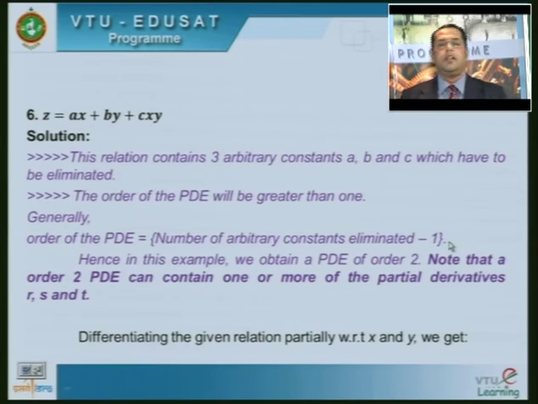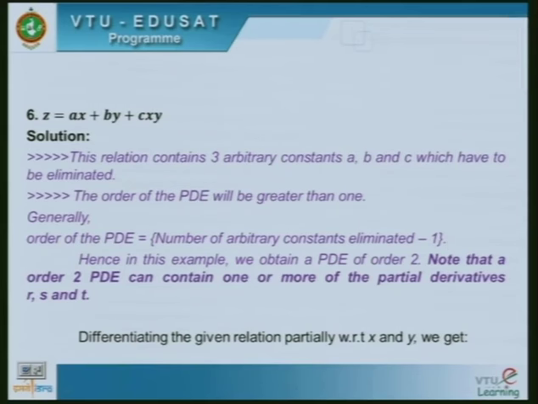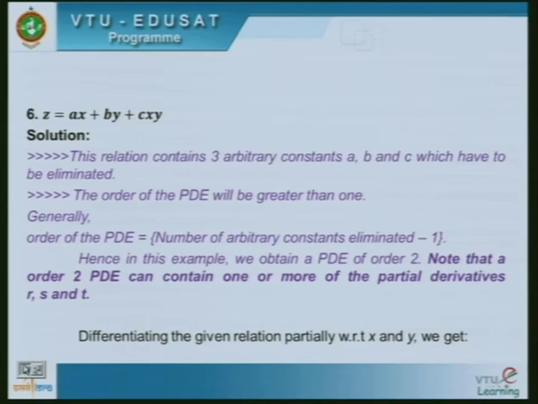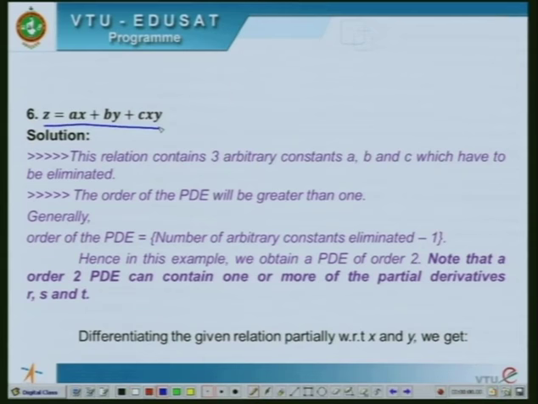Now, so far the expressions that were studied contained two arbitrary constants. So, the final PD was of order equal to 1. Let us see a few examples where you have more than two constants. So, the next example, form the PD given z equal to ax plus by plus cxy.